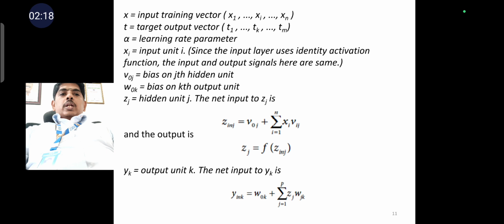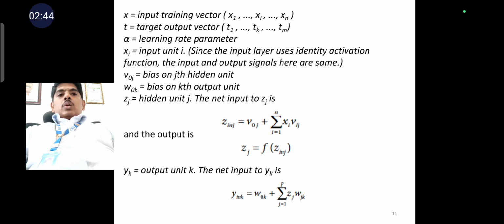Here, for the hidden unit Zj, I have to calculate the net input value using the formula Zinj equals Voj, which is the bias, plus the summation of Xi into Vij. From that you calculate the net input value, and from this you calculate the output: Zj equals the function of Zinj.